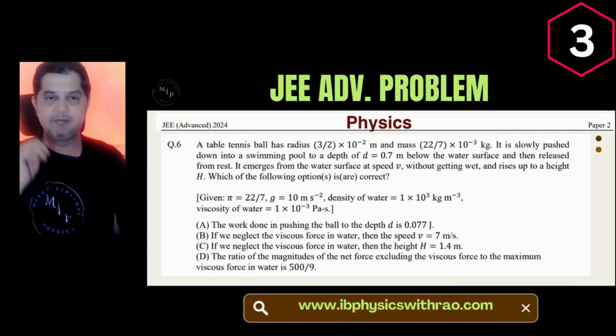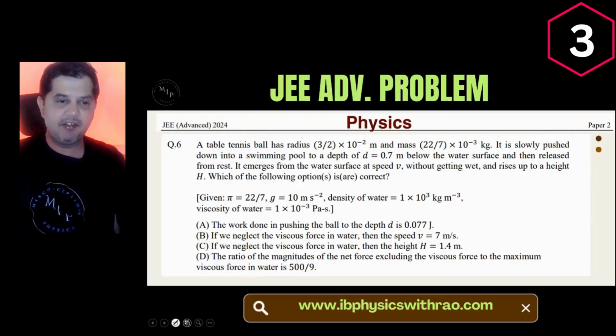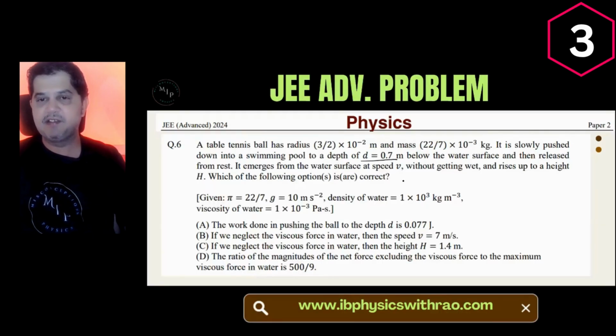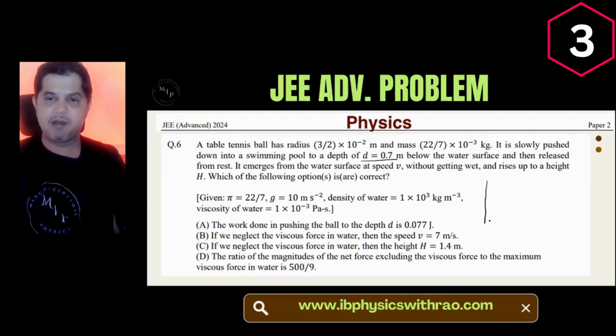Now comes the real demand. JEE Advanced problem. A table tennis ball has a radius of 3 by 2 into 10 power minus 2 meters, that is 1.5 centimeter, and mass is given. It is slowly pushed down into a swimming pool to a depth d equal to 0.7 meters below the water surface and then released from rest. Same problem, no changes.